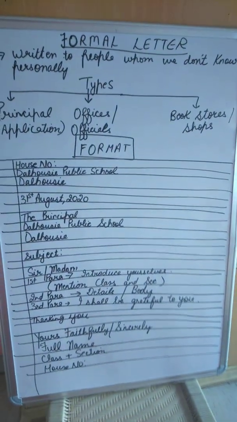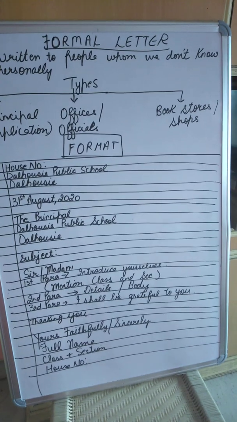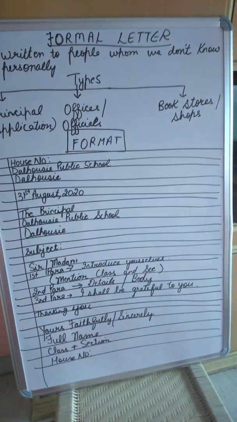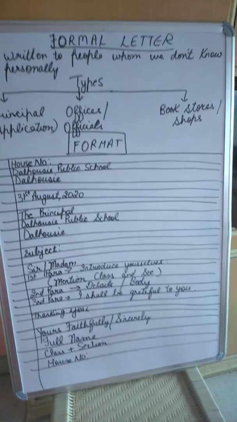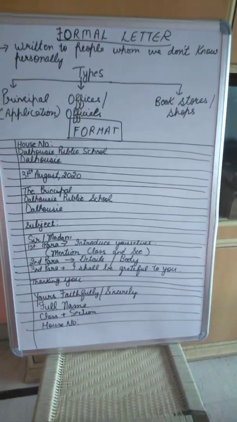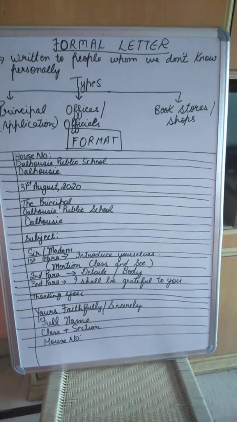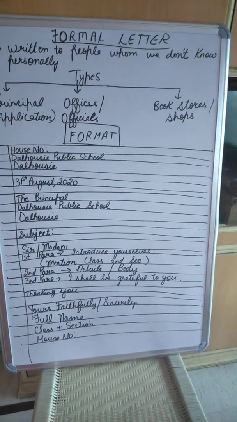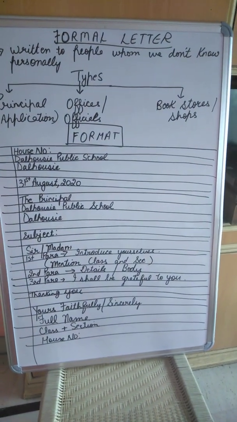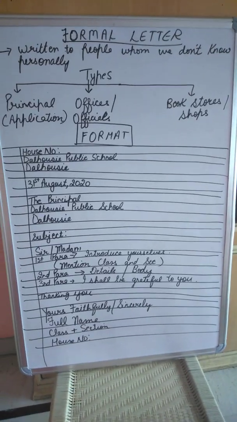A formal letter is a letter which is written to people whom we don't know personally. Like, we don't go to their houses, we don't dine with them, we don't know anything about their personal lives. They can be ministers, they can be our neighbors we do know personally, but these days we don't. They can be people who are there in the offices, or in the bookstores, like that.